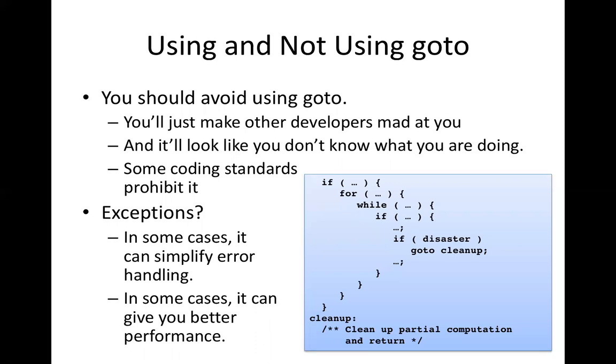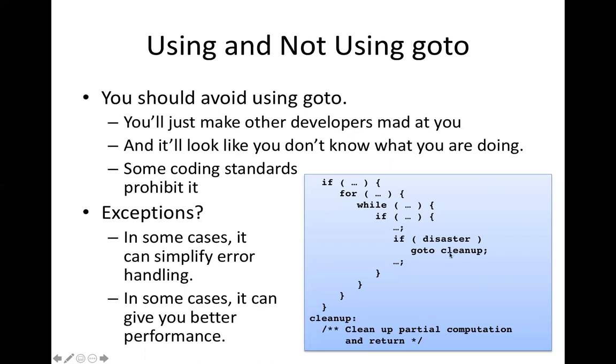Like I tried to say, it's probably best to avoid using goto. You're gonna make other programmers angry and you're gonna look like you don't know what you're doing. There are probably a few cases where it's acceptable, maybe a good idea. C does not have an exception mechanism like Java has. It doesn't have a way of jumping out of a bunch of code to maybe get to error handling code. Sometimes you will see that handled using a goto. That's what I'm trying to show here.